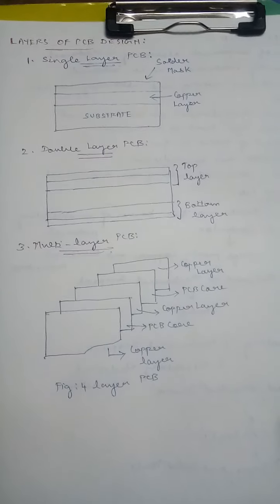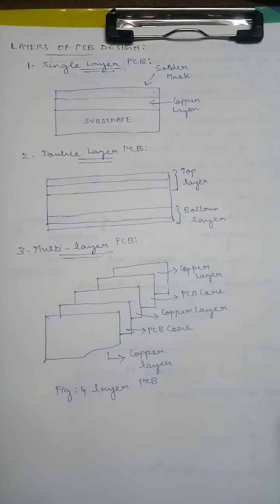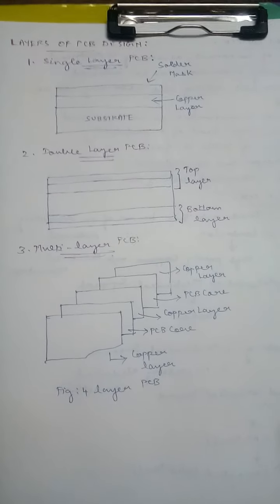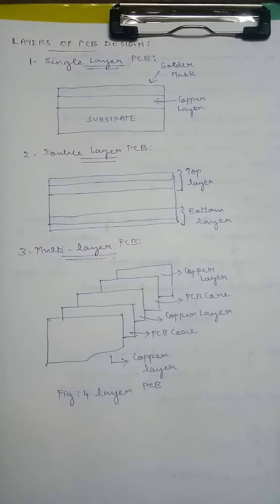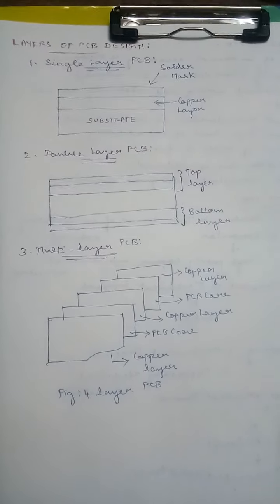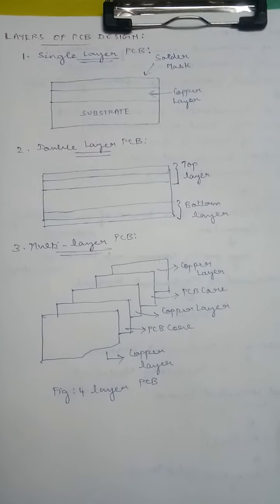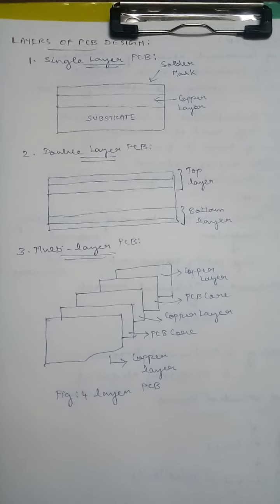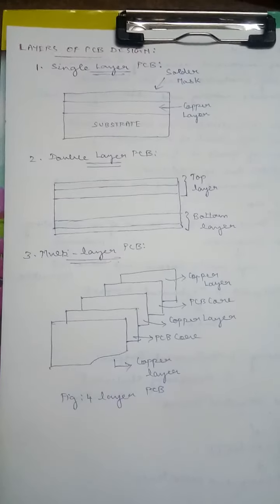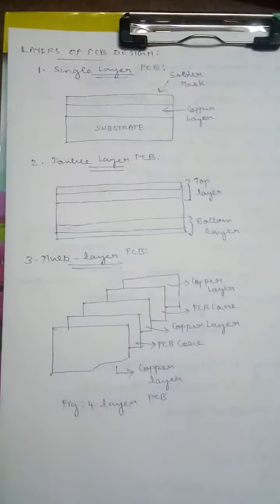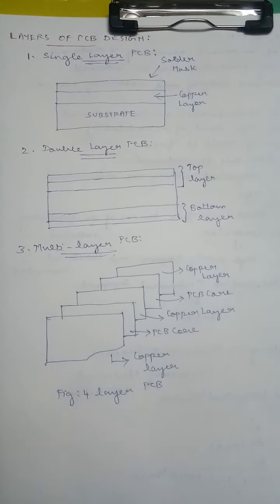In this video, we are going to see the different layers that are involved in PCB design. There are three classifications of a PCB. First is a single layer PCB, second is a double layer PCB, and third is a multi-layer PCB, which means whenever you are designing a PCB, it can be designed as either a single layer, double layer, or multi-layer. We are going to see what a single layer PCB is.